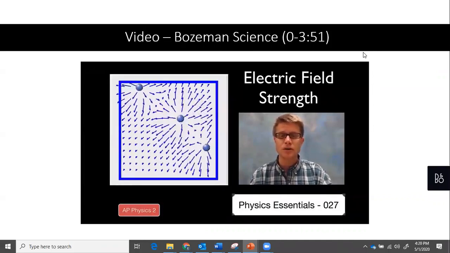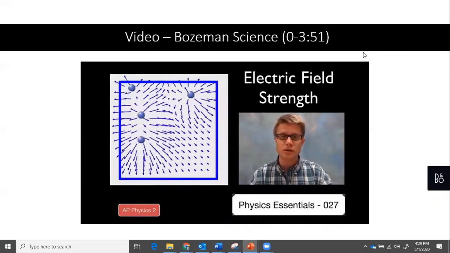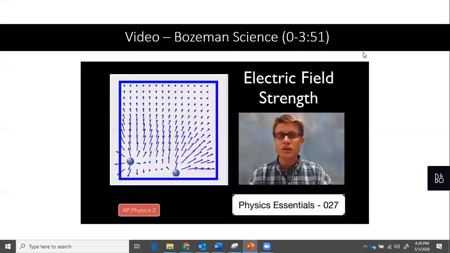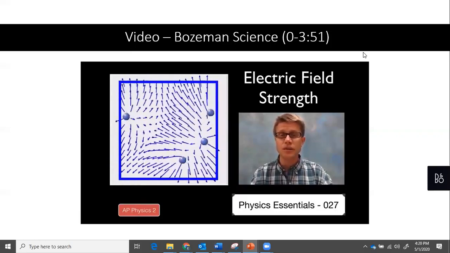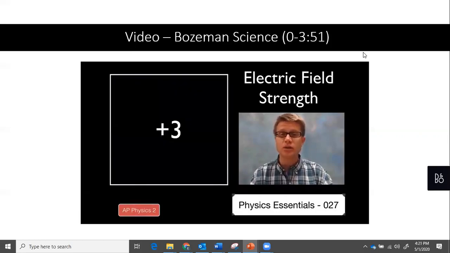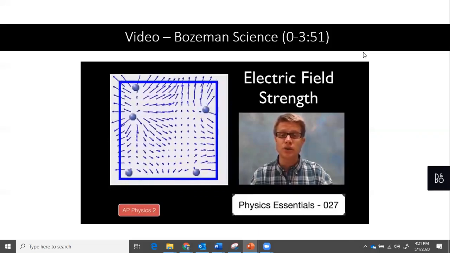So each of these particles has a 1 Coulomb charge. You can see that they're pushing on each other. Now let's increase the charge to 2 coulombs. And you should be able to realize that there are bigger fields being generated, a greater electric field strength. Now we've got a 3 Coulomb charge. They're really pushing on each other.